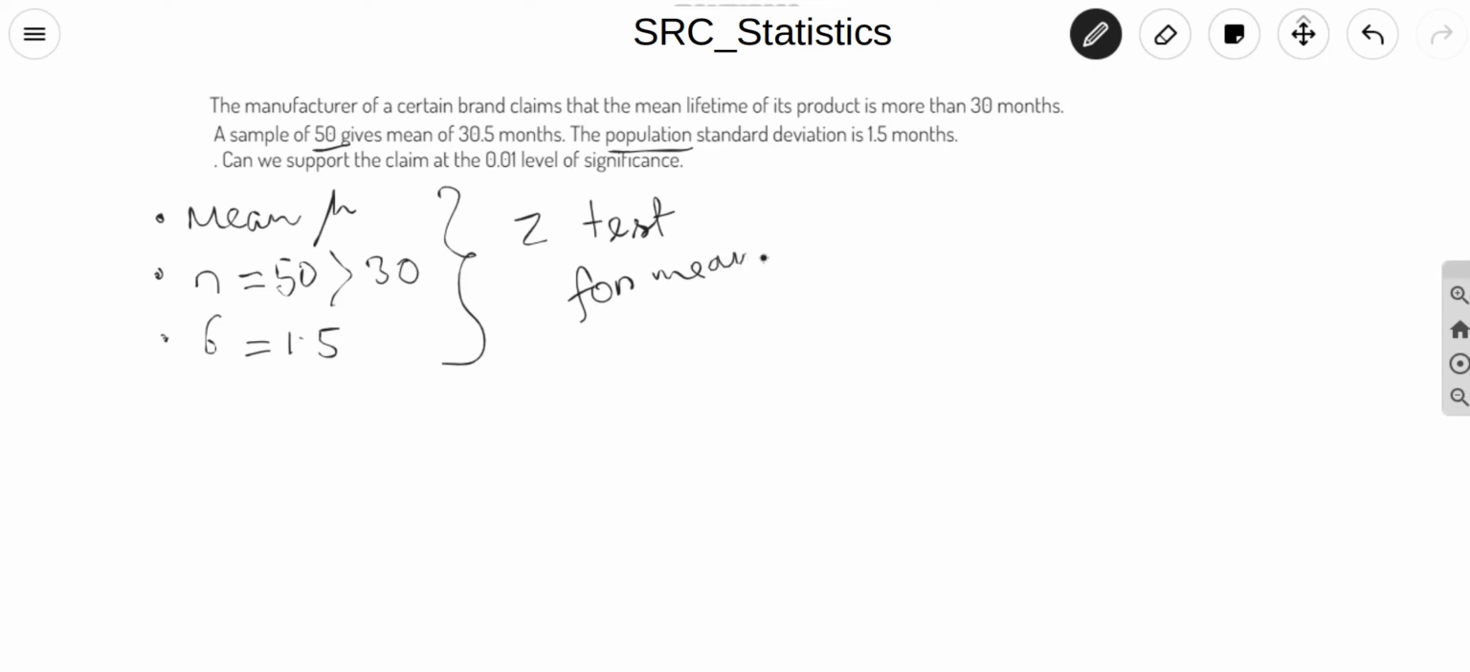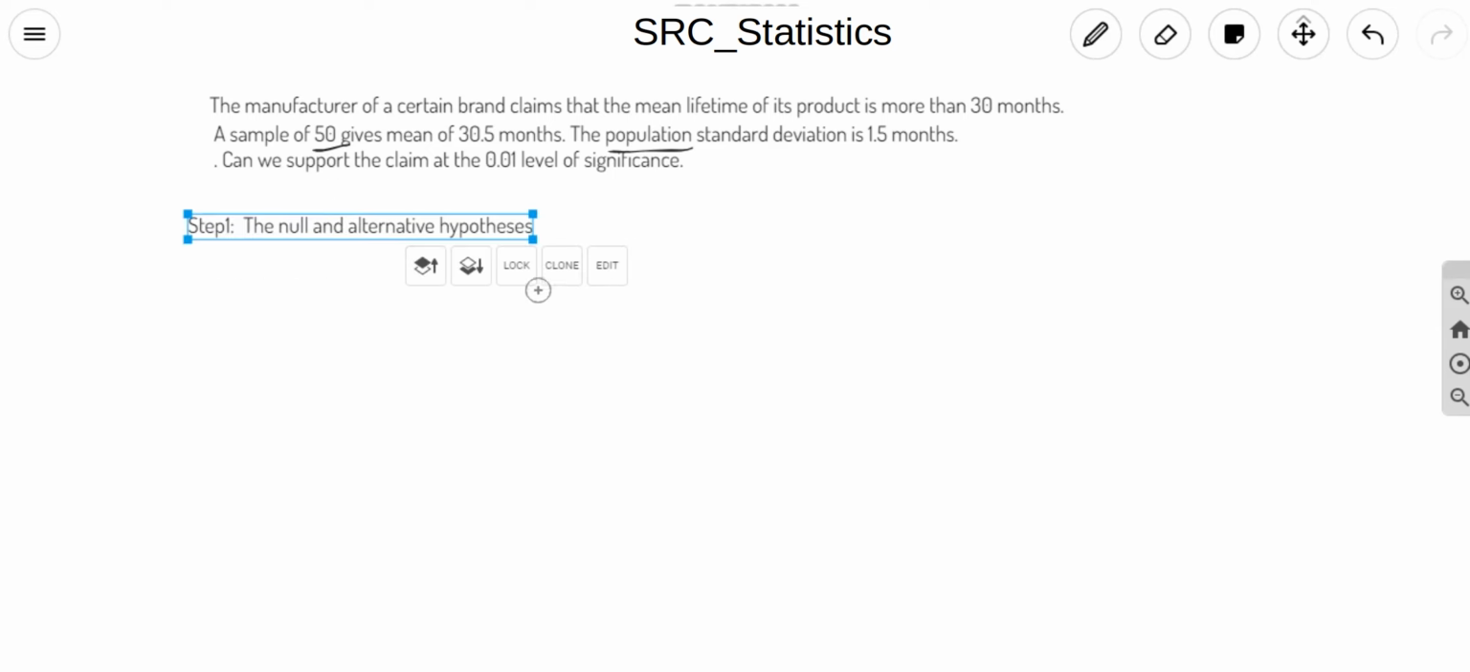Okay, so we shall do this hypothesis testing problem in two ways. First, I will do it in conventional method where I shall find out the critical value and compare the test statistic with the critical value, and then next I will do it with p-value approach.